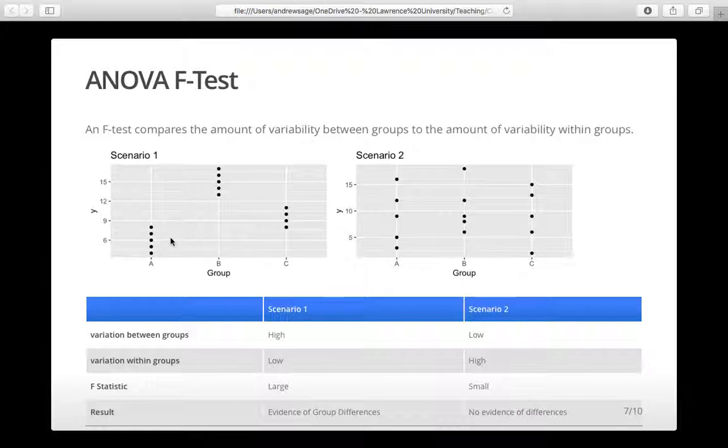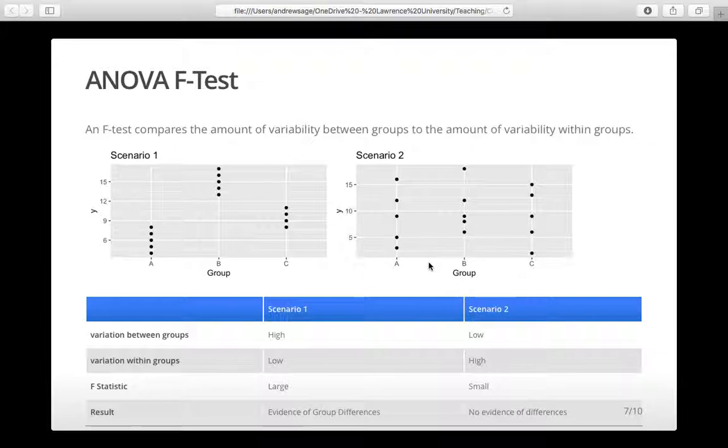There's a lot of variability between the groups. B is quite a bit different than C and A, but there's not a lot of variability within the groups. A picture like this provides strong evidence that there are true differences between the groups.